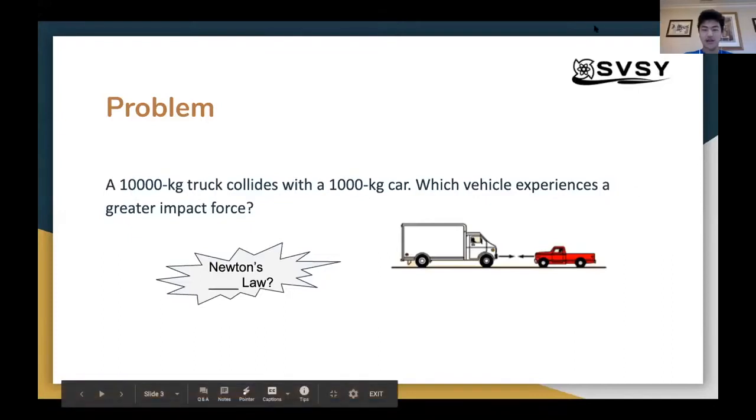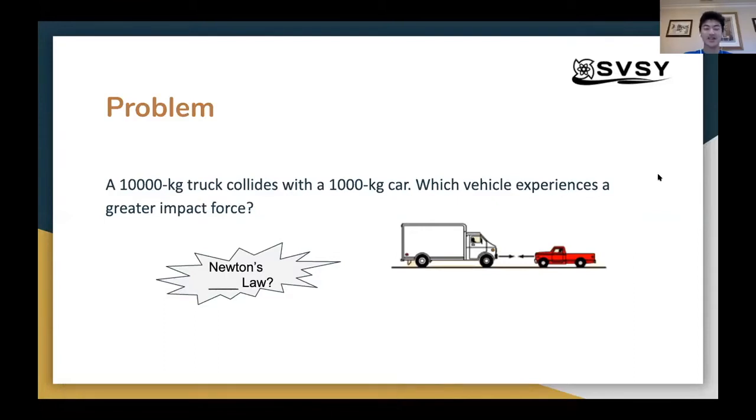So first, we can dive into a problem, just introduce you guys to a problem. And this problem asks, there is a 10,000 kilogram truck that collides with a 1,000 kilogram car, and it asks which vehicle experiences a greater impact force. So you guys can think about this for a while. I'll give you a hint. It says Newton's which law?